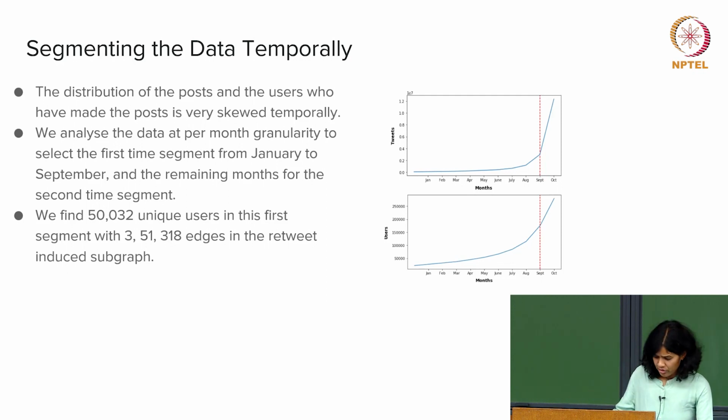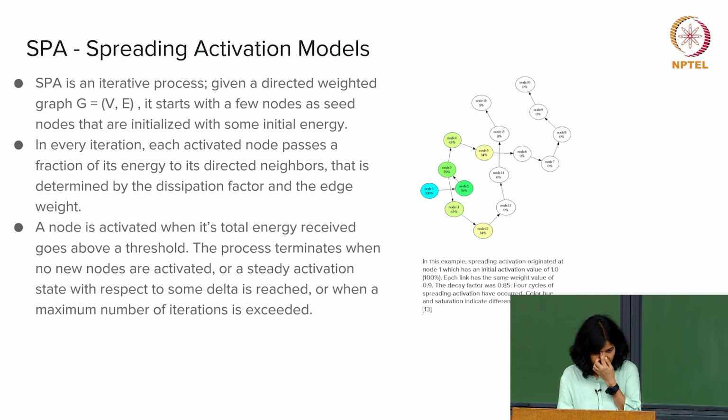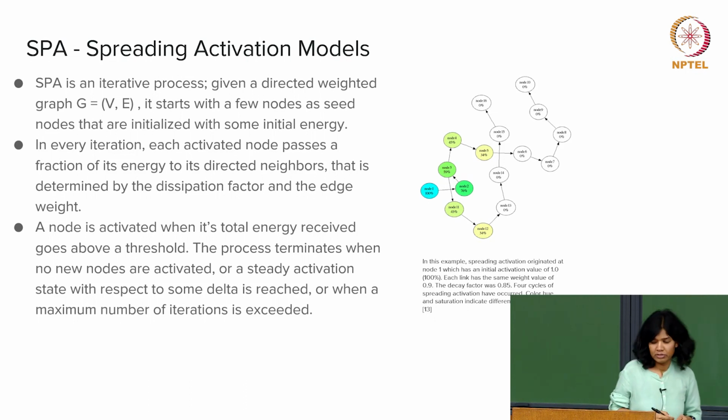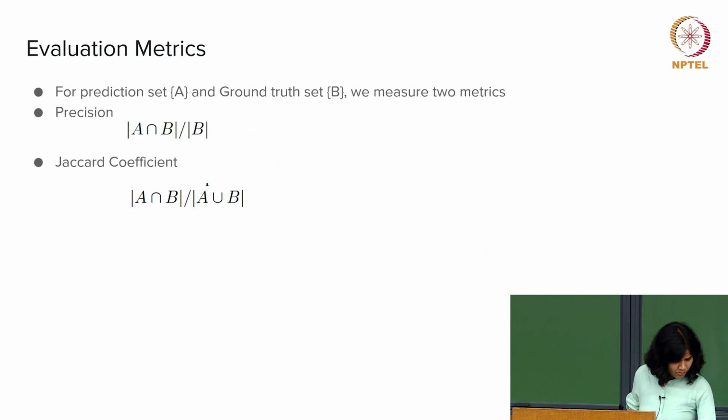Okay, and this is how the regular SPA works. It is an iterative process. Given a few initial seed users, they will activate and pass their energy to the neighbors, and if the total energy received is above a certain threshold, the node will become active, or will become hateful. That is what we have done, and this is the regular SPA process.